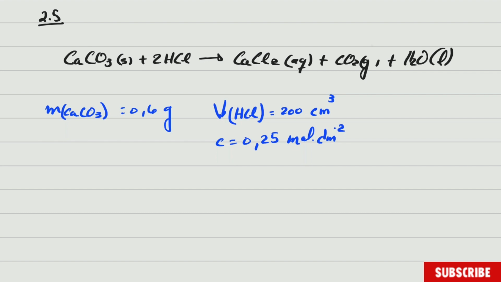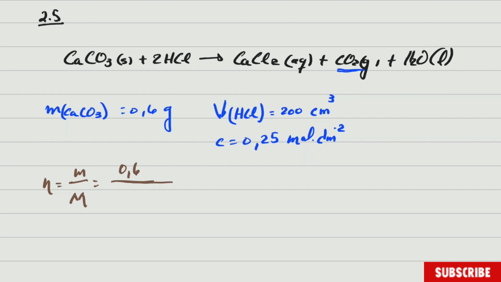Now, to know how much carbon dioxide is released, the first thing we need to do is identify which of these two substances is the limiting reagent. And to do that, we need to calculate the number of moles of both of them. So to calculate the number of moles of calcium carbonate, we need the formula mass divided by molar mass. And when you substitute here, guys, you get 0.6 divided by the molar mass.